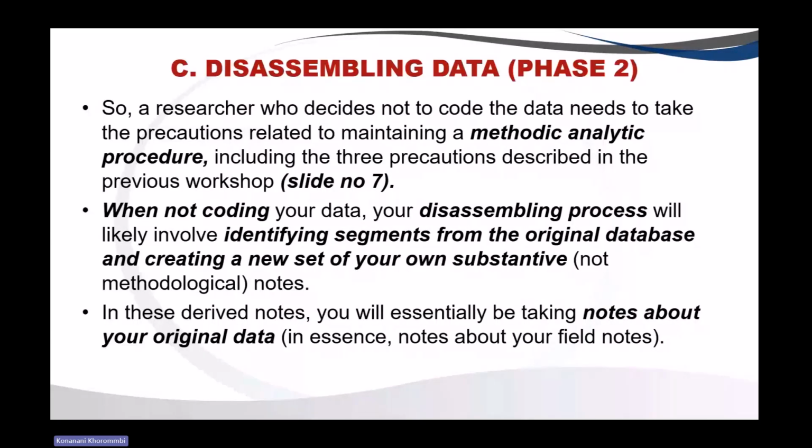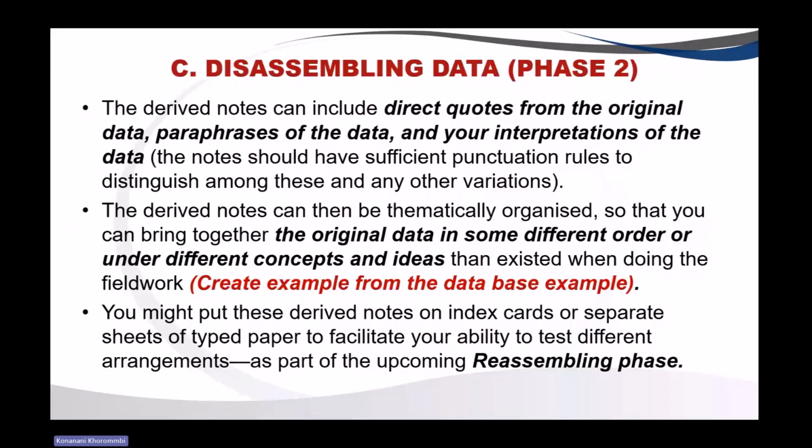The derived notes can include direct codes from original data, paraphrases of the data. You see now here, they allow you to paraphrase. But in most cases, we do emphasize that you must take your data as raw as it is. That is why here they refer to direct codes from the original data, codes from the respondents. Now, you can also paraphrase, it is allowed, and your interpretations of the data. The notes should have sufficient punctuation rules to distinguish among this and any other variation.